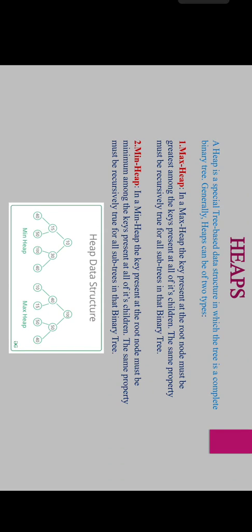As you can see below, the root node is greater than all the other numbers. The root node is 100 over here, and it is the greatest. Whereas in the case of min heap, the root node is the smallest among all the other numbers present in the tree. As you can see, in the min heap, 10 is the root node, which is the smallest.